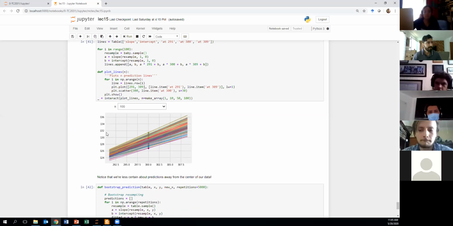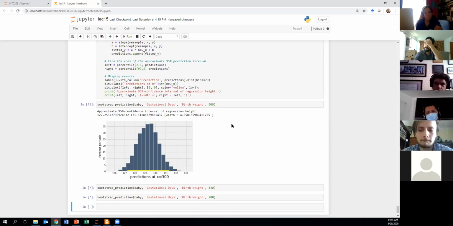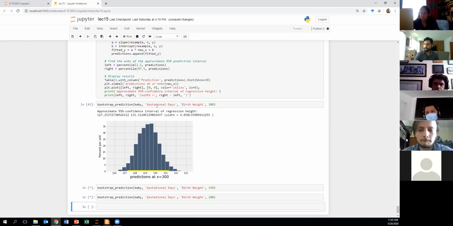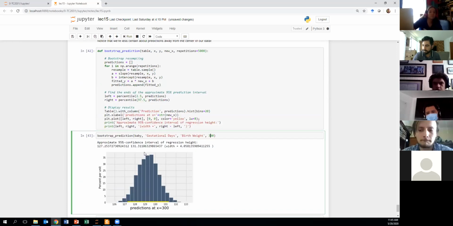Is that clear? Any questions about this? No? Okay, so let's see what we got. This is for the baby table, gestational days and birth weight, for gestational day 300. So I get this histogram.